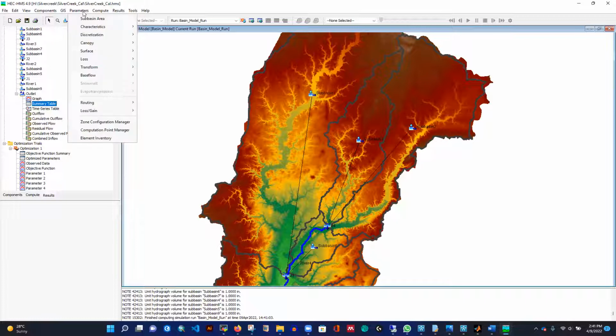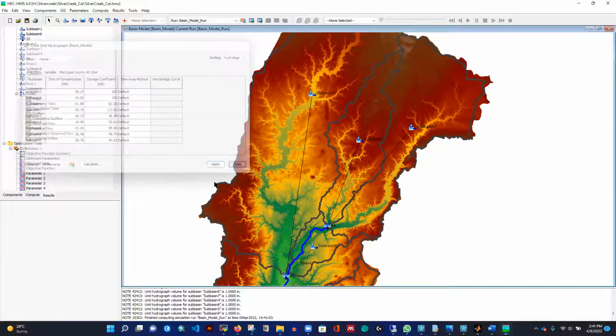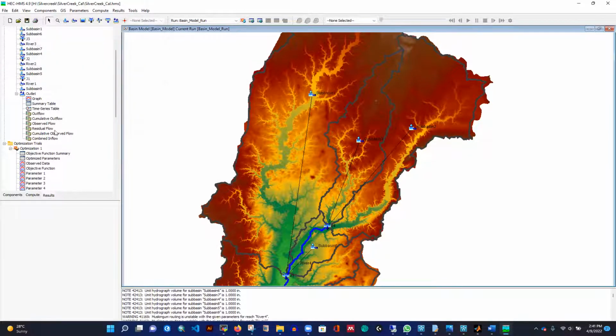So we have other parameters as well. Let's use the transform method Clark. We can change this, reduce this, because if you want to increase the volume, you have to reduce the storage coefficient. Okay, so that will be 100. Let's see, 100, and let's run it. So this is how we have to fix that.